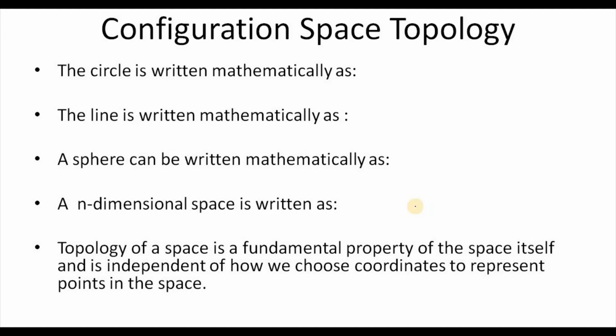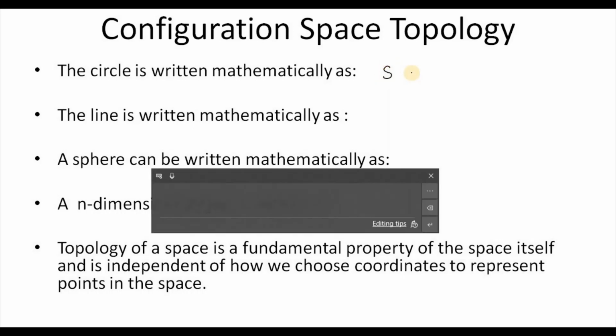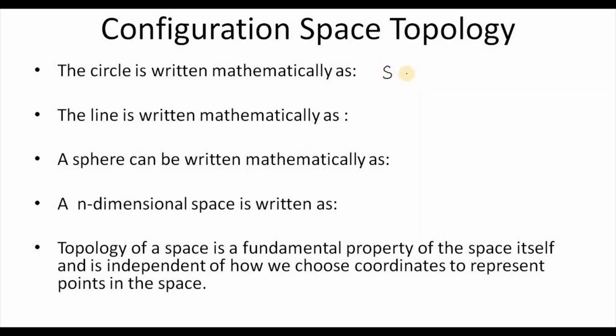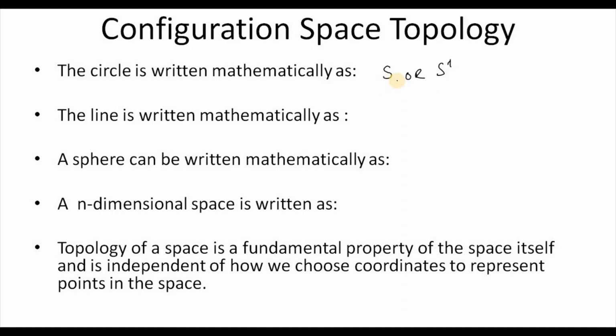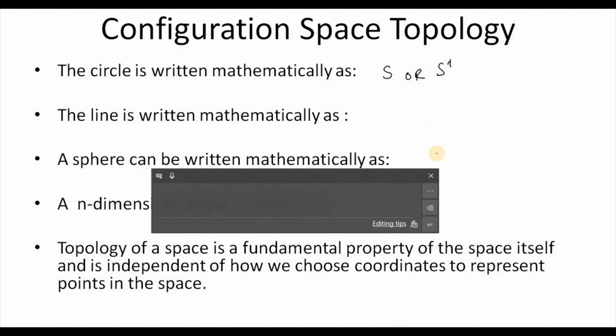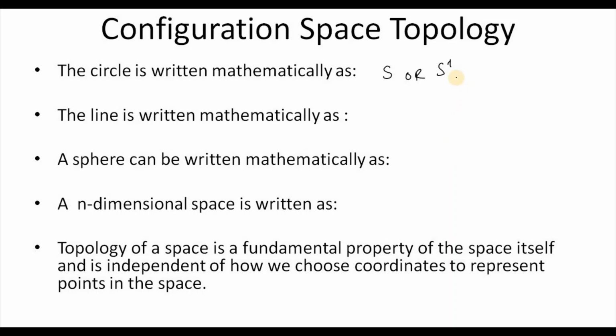Now we shall see how we can mathematically represent the topologies. We write down mathematically a circle as S, or we can also write it S1. S is for sphere, and S1 means it's a one-dimensional sphere.